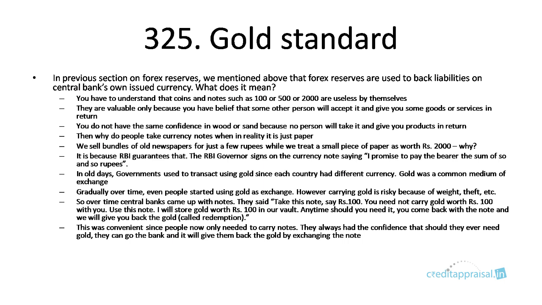Okay, so when the central bank is saying you take this 100 rupees note, anytime you need, you can come back with the note, I will give you back the gold. This was called redemption. It was very easy. This was very convenient because people could just carry this piece of paper and buy goods worth 100 rupees, because they had the confidence that should they ever need gold, they can go back to the central bank and they will give back the gold by exchanging this note. It was purely on that confidence that people started transacting with these pieces of paper.